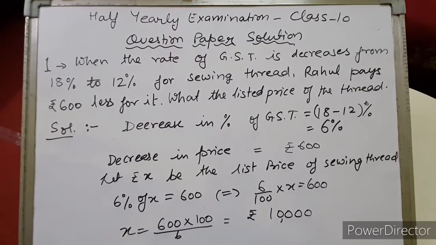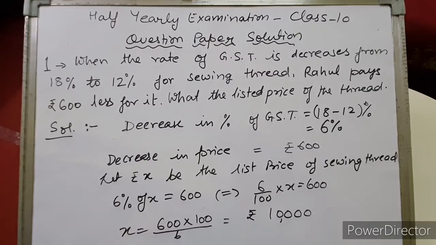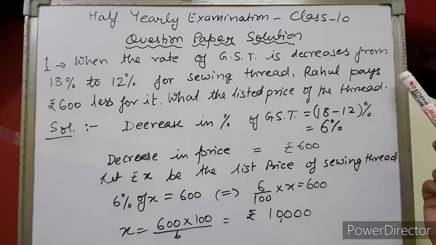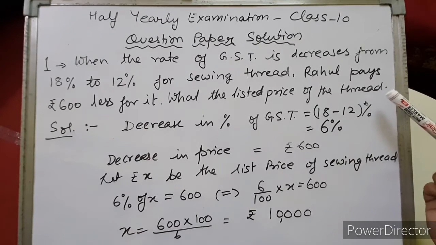Children, today we will be discussing the solution of the questions which were asked in your half-yearly examination question paper. In the first question it was given that when the rate of GST decreases from 18% to 12% on a swing thread, Rahul pays 600 less for it. What is the listed price of the thread?